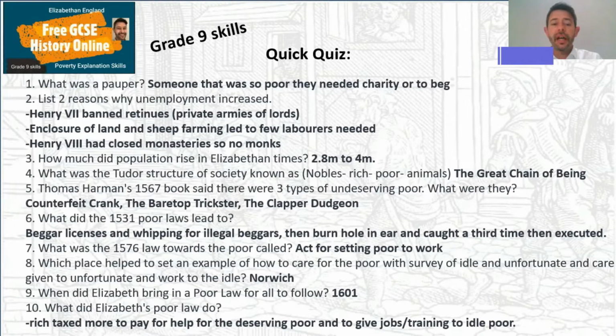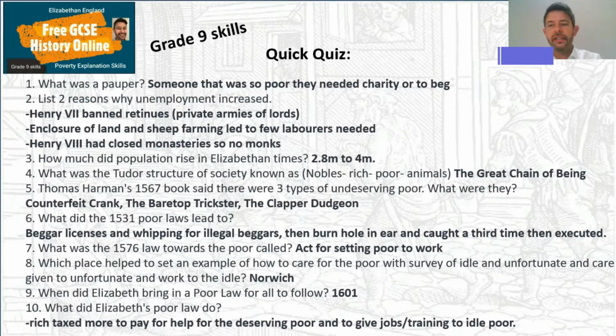So what was the 1576 law towards the poor called? Well, it's the act for setting people to work. So trying to set up work schemes using the poor law rate, the money raised by the taxes on the gentry and the rich to try and set people to work. Which place helped to set an example of how to care for the poor with a survey of the idle and the unfortunate and with care was given to the unfortunate and work was given to the idle.